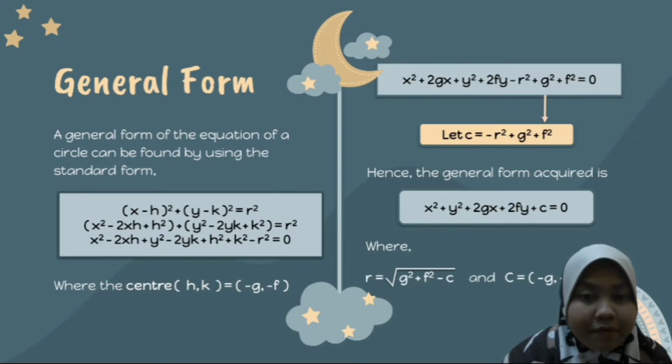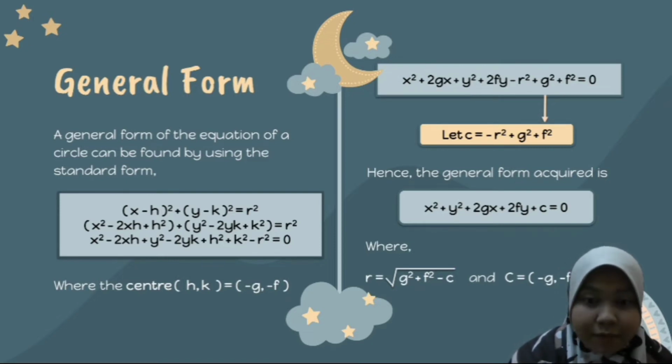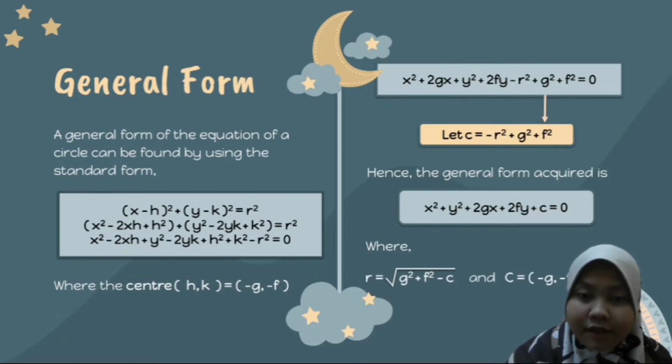Secondly, the general form of the equation of a circle can be found by using the standard form (x minus h) squared plus (y minus k) squared equals r squared. Once we solve the standard form by expanding it, we will be able to get x squared minus 2xh plus y squared minus 2yk plus h squared plus k squared minus r squared equals 0, where the center (h, k) is equal to (negative g, negative f).